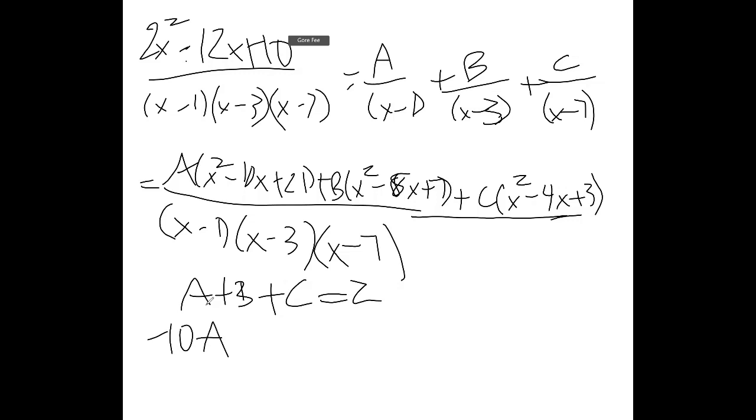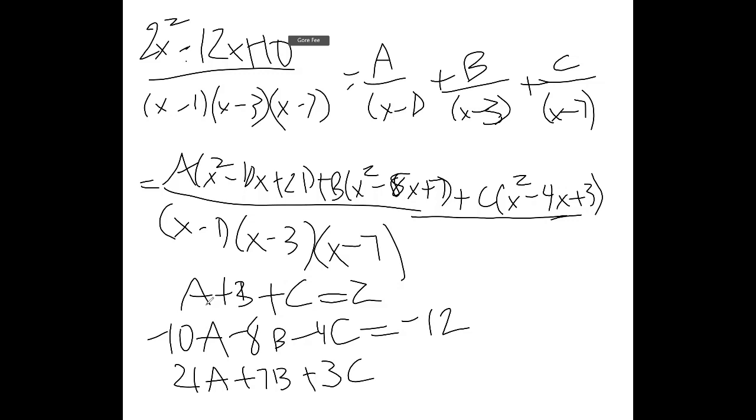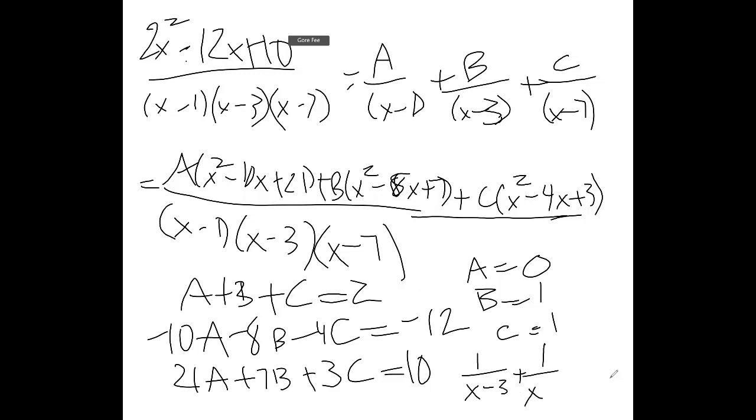We have negative 10a minus 8b minus 4c is negative 12. This matches the x coefficient. And then 21a plus 7b plus 3c is 10. And this matches the constant. So we have 3 equations and 3 variables, right? So we can just solve for a, b, and c. I'm just going to give you guys what a, b, and c are. A is 0, b is 1, c is 1. So this gives us 1 over x minus 3 plus 1 over x minus 7.